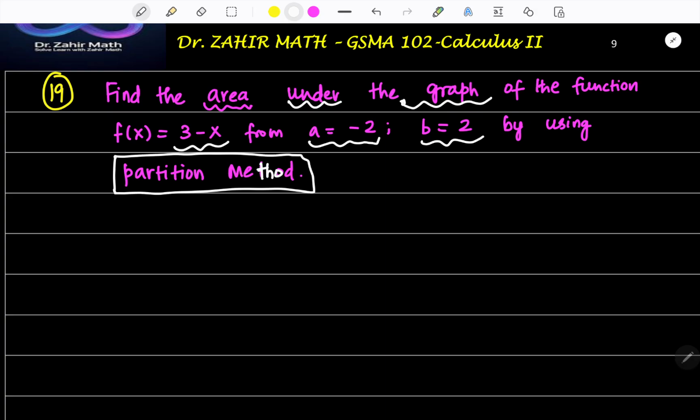Before going to this method, here is a shortcut to check your answer. What are they asking? They are asking for area. Area means the integral from a to b of f of x dx, which you already studied in school. That is the integral from minus 2 to plus 2 of 3 minus x dx.